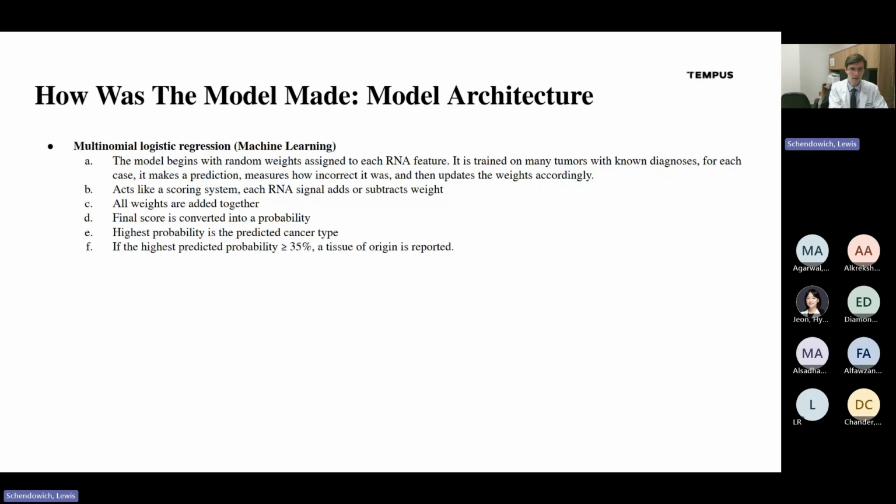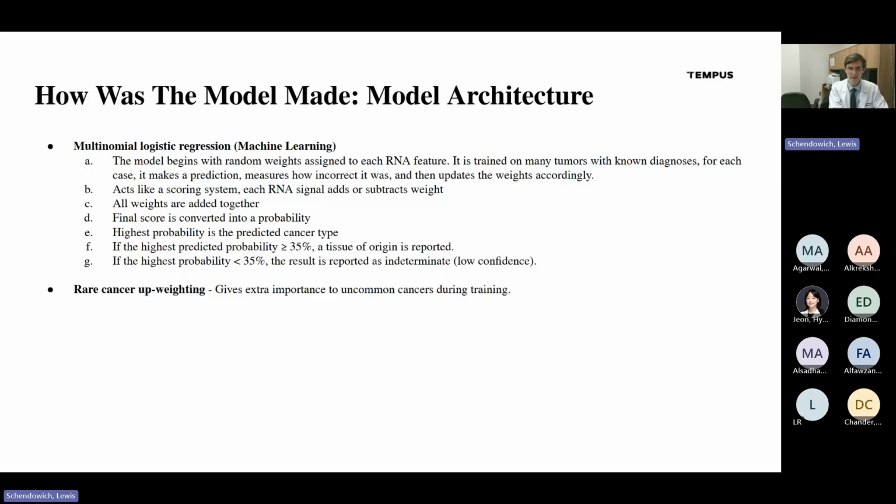And if the highest predicted probability is above 35%, then a tissue of origin is reported. If the highest probability is less than 35%, then the result is reported as indeterminate, which means that it has a low confidence that this is actually the diagnosis.